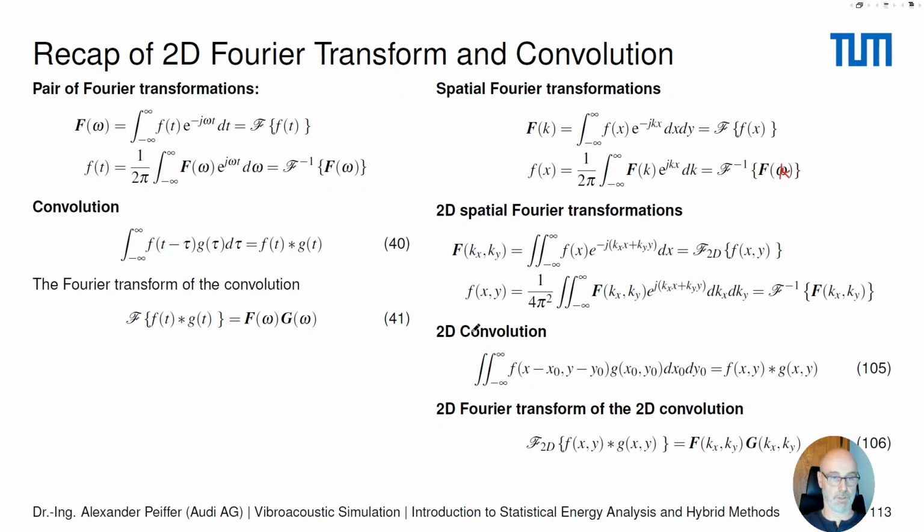Regarding convolution, we have the same thing. Our 2D convolution looks slightly different. We have a double integration, but definitely we have just two vectors here. So it's x minus x0, and here we have just g of x0. So the x0 takes the role of the tau in the convolution here. And regarding the Fourier transform of both sides, we have the same effect. The 2D Fourier transform of a convolution gives us the product of the Fourier transforms in wave number space for the two vectors.